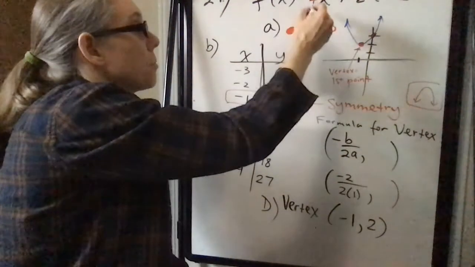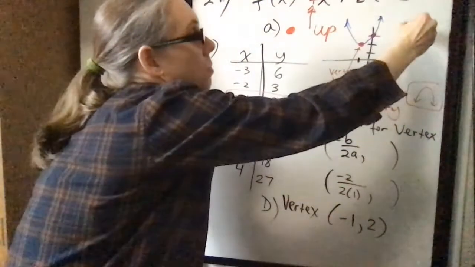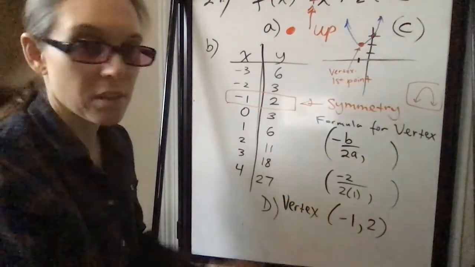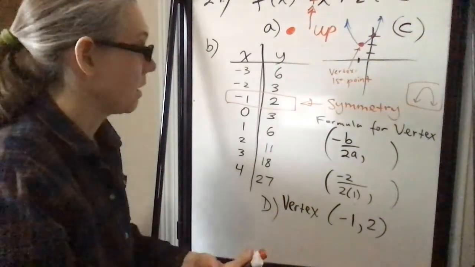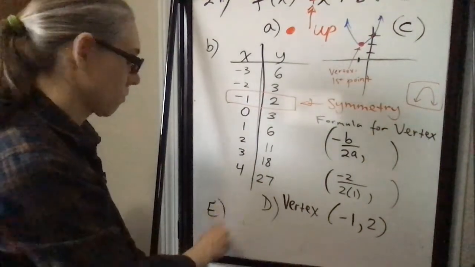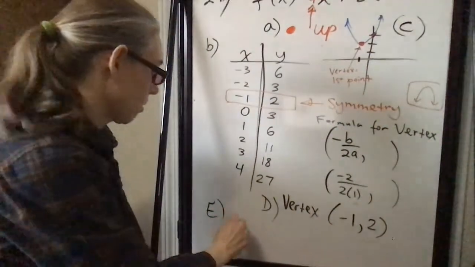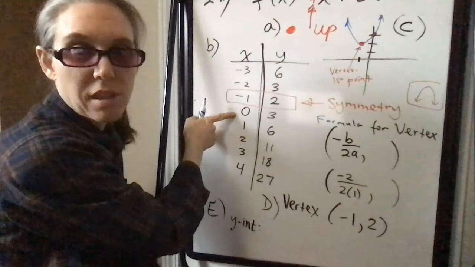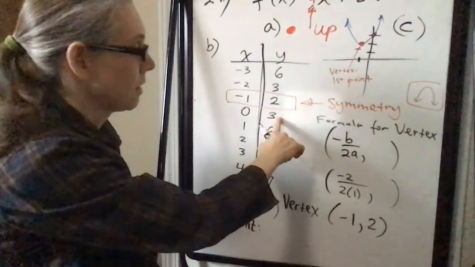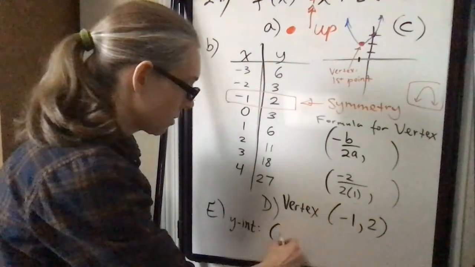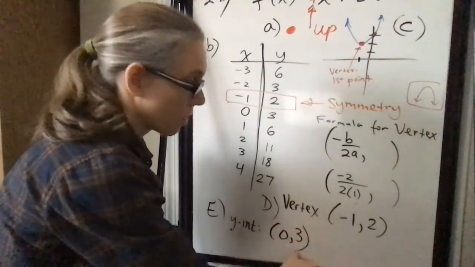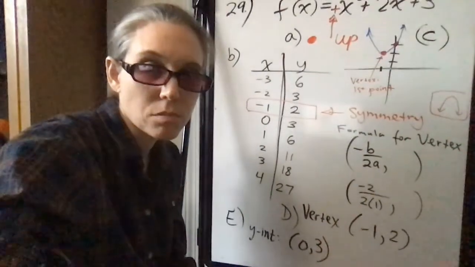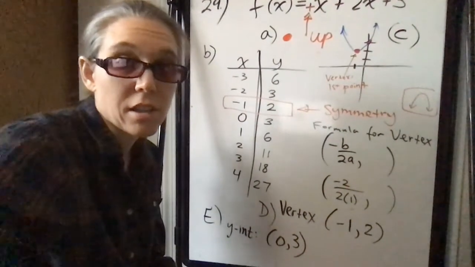So part A is up or down, part B is filling in the table, part C is graphing it, and then part D is finding the vertex, and part E is identifying the y-intercept, okay? So the y-intercept, we already just said what the y-intercept is. The y-intercept is on the table where 0 is x. You see the value 3 is y, so the y-intercept is 0, 3. So you don't have to show me the work for this because it's already split up into lots of multiple parts. But that is the last question there on the test.